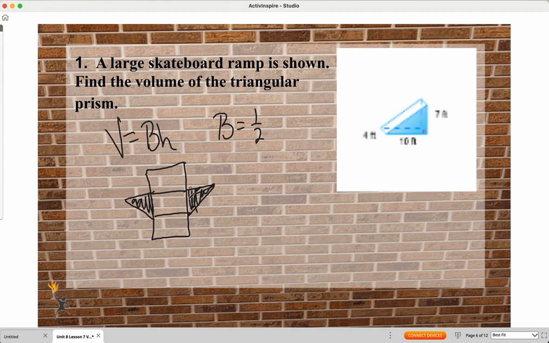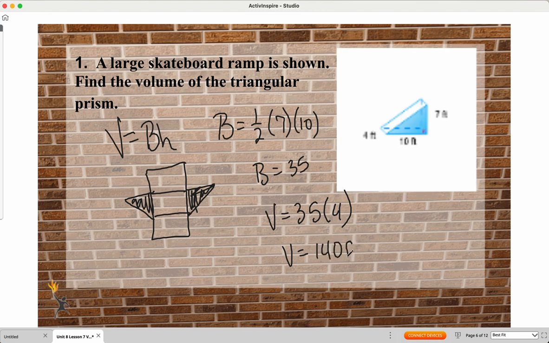Okay, and we only have one of those, since they're identical, we're going to do 1/2 of 7 times 10, which gives me a big B of 35. So my volume is going to be volume equals 35 times 4, which shows my volume is 140 cubic feet. All right, it's your turn to give this next one a try.